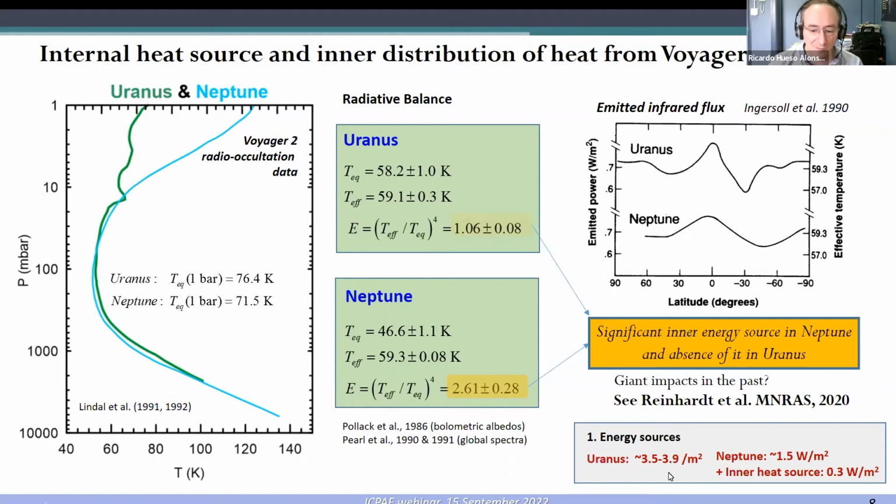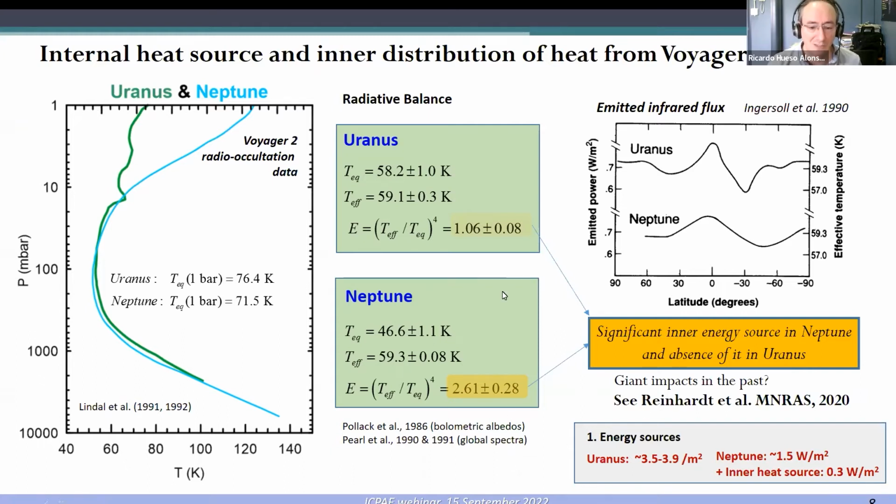Uranus receives about 3.5 watts per square meter from the Sun. Neptune receives about 1.5 watts per square meter from the Sun, but it also has an inner heat source from residual heating from the interior, maybe heating that is being released now after a giant impact in the past, and it amounts to 0.3 watts per square meter. And this is interesting because this means that this atmosphere is heated from below and from above in a, let's say, balanced manner. And in Uranus, it's only from the Sun, but the dynamics of both atmospheres are similar.